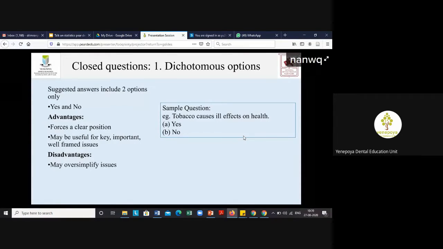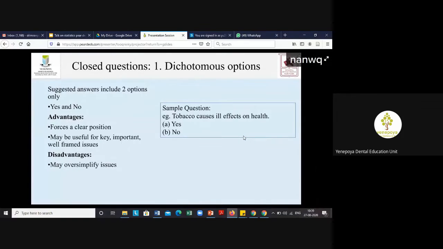So you already give them the question. Now you can see the sample question there: tobacco causes ill effects on health. That is the question I have given. My point is tobacco causing ill health, so I have given them the answer of yes or no. My respondent is supposed to answer either yes or no. So I will get quantitative information.